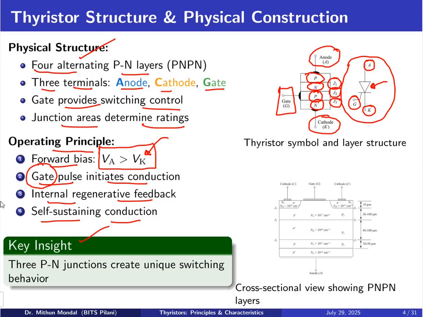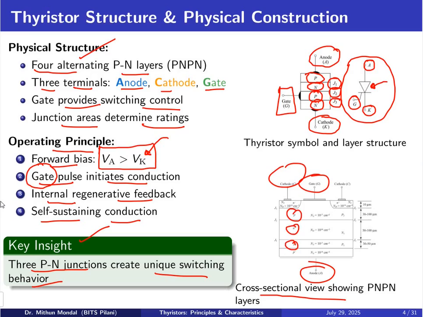The key insight we can take is that the 3 PN junctions create a unique switching behavior. This is the cross-sectional view of the thyristor having the PNPN layers, where the different terminals like anode, cathode and gate are shown, and the dimensions of the different layers are also mentioned in the range of different micrometers. It forms the different junctions J1, J2 and J3, and these junctions will determine the rating of the particular thyristor.